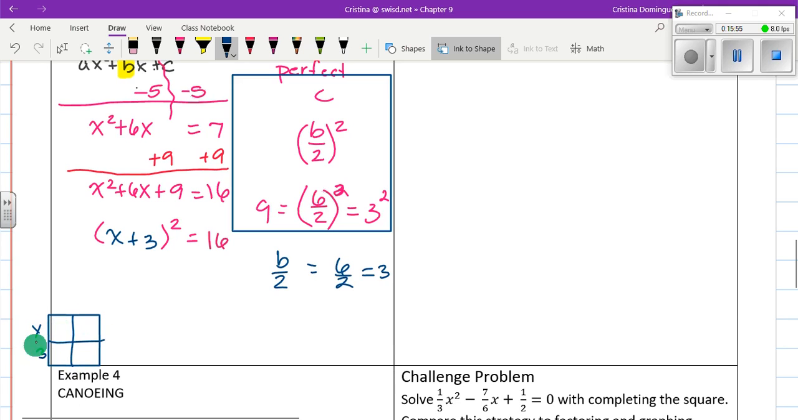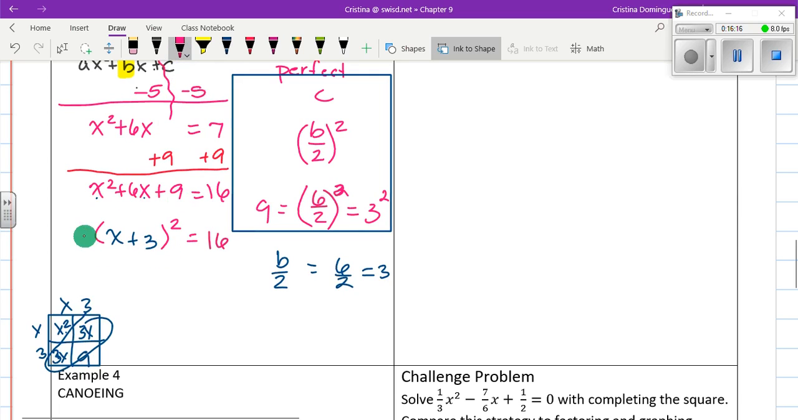x plus 3, x plus 3. x squared goes here, 3x goes here, 3x goes there, and 3 times 3 is 9. And when we add those, we get the 6x. So see how you have the x squared, you have the 6x, and you have the 9. So this is equivalent to this.